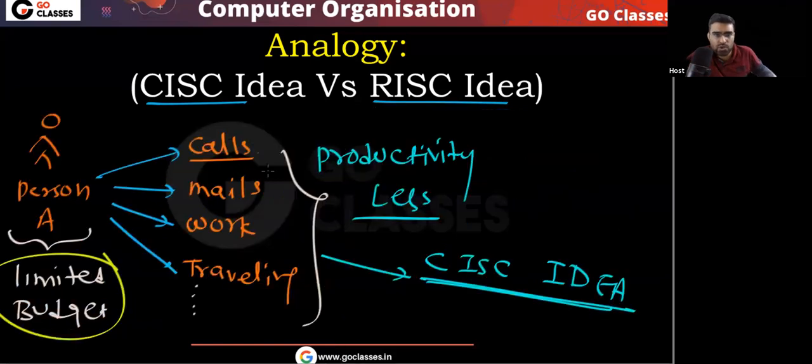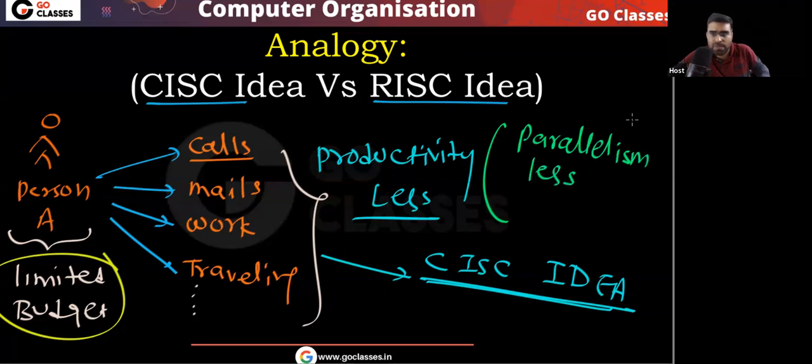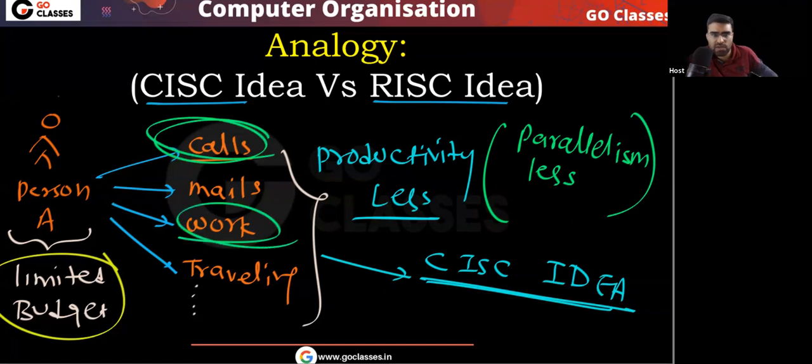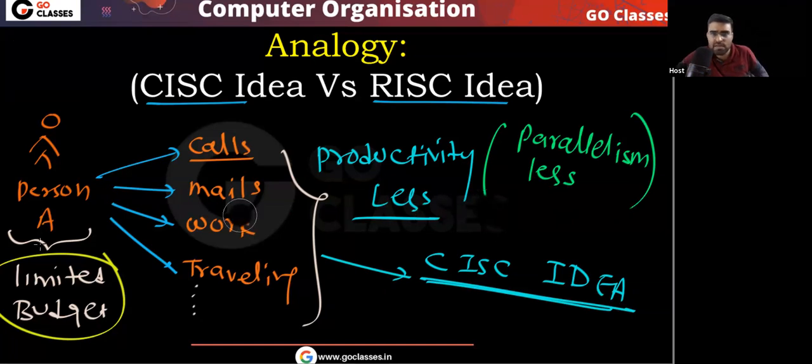See, here you can notice the same person is handling all the things. So can I say productivity is less? Can I say parallelism is less? Please tell me, is this clear? The parallelism is less. Parallelly, this person cannot work. Agree with me? Yes or no? The person is handling the calls and doing the work, so parallelism is very less. Do you agree with me? I can say optimization is less. So you can see productivity is less, and parallelism is also very less.